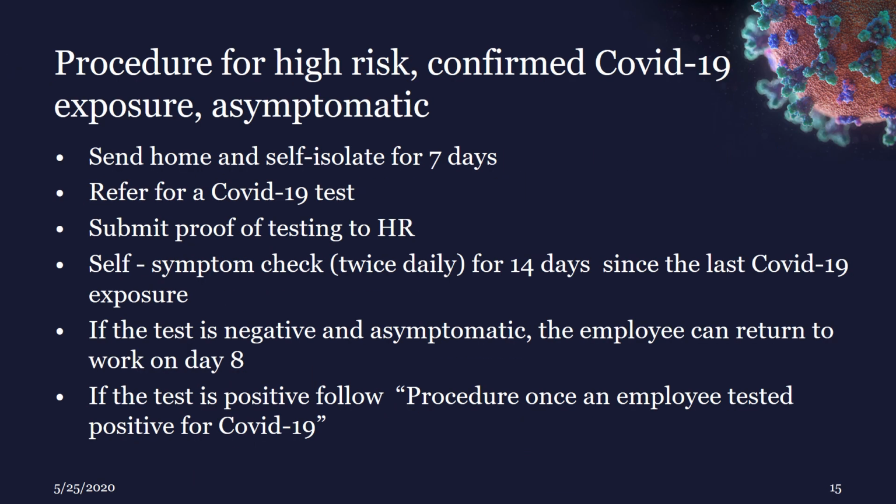The procedure for high-risk confirmed COVID-19 exposure asymptomatic. The employee will be sent home and asked to self-isolate for 7 days. The employee will be referred for a COVID-19 test and have to submit proof of testing to HR. The employee will have to do a self-symptom check twice daily for 14 days since the last COVID-19 exposure.